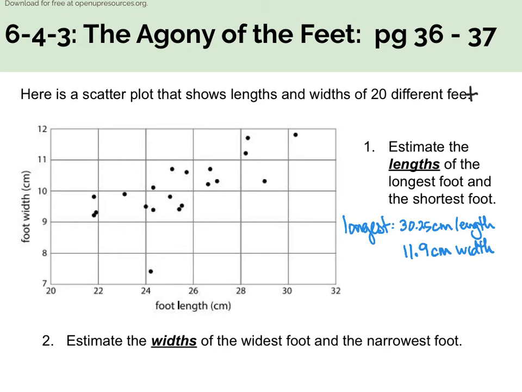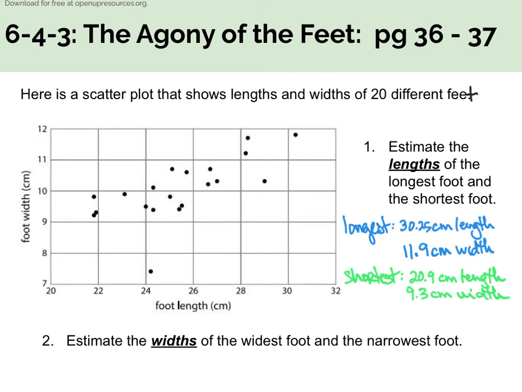For the shortest, let's change the colors so we can see that. Okay, so that's going to be probably this one here. So for the shortest, we have probably about 20.9 centimeters for the length. Okay, so that's how we decided if it was the biggest or the smallest. But the width is going to be like 9.3 centimeters.